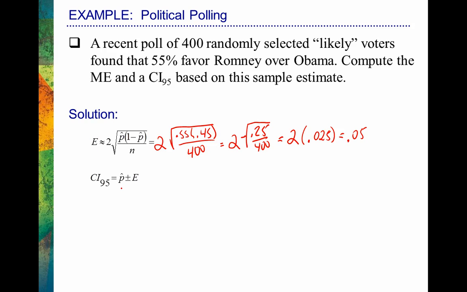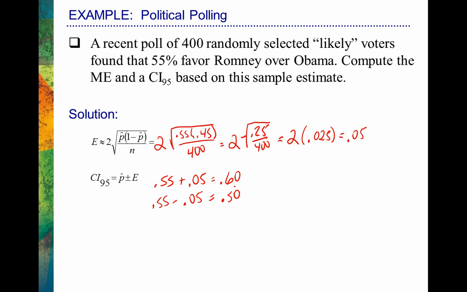So now to compute our 95% confidence interval, we're going to take that margin of error, add and subtract that from our sample proportion. 55% favored Romney, so that's going to be a proportion of 0.55. So let's work on our upper confidence interval value. 0.55 plus our margin of error of 0.05 is going to equal 0.60, or 60%. 0.55 minus 0.05, as we work on our lower confidence interval value, is going to equal 0.50, or 50%.